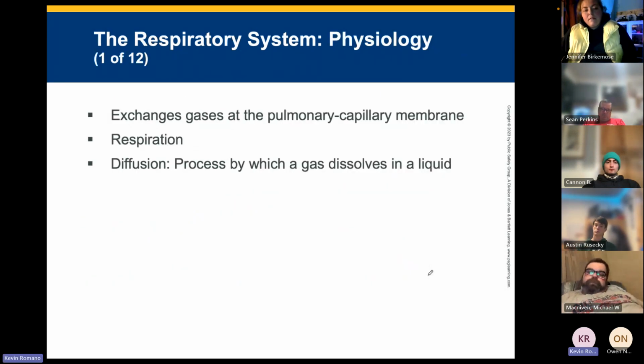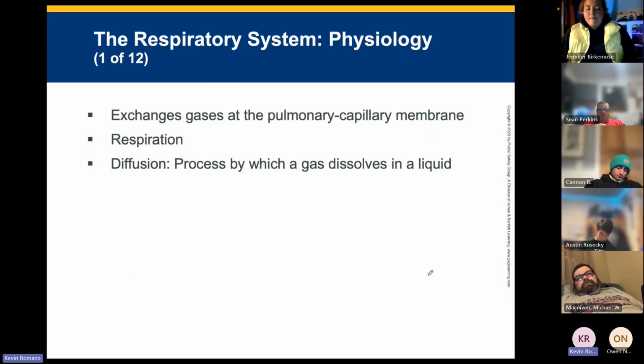The respiratory system's primary function is to exchange gases at the pulmonary capillary membrane, or to conduct respiration. Respiration is diffusion, the process by which a gas dissolves in a liquid. Oxygenated blood then enters the left side of the heart. Remember, the right side is deoxygenated, going through the different valves into the lungs through the pulmonary artery, and then back through the pulmonary vein. The pulmonary vein carries oxygenated blood, and it is then pumped into the tissues.